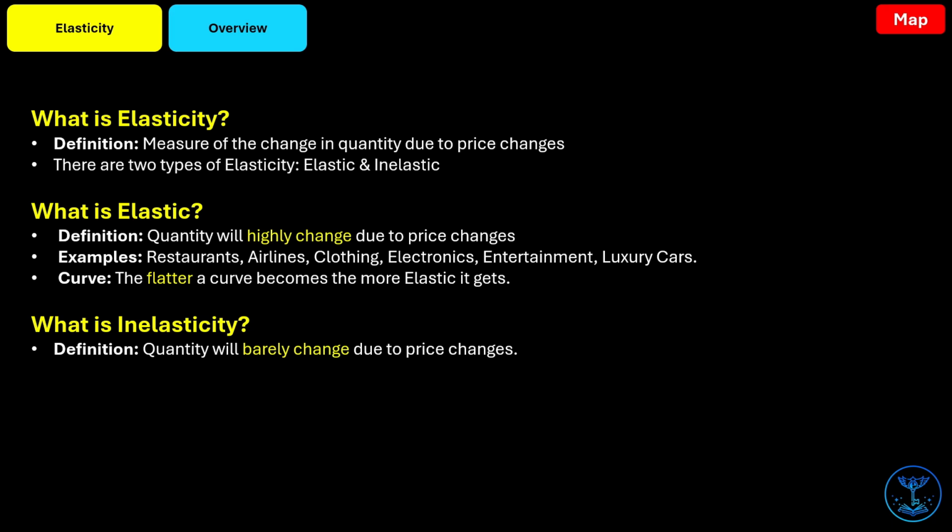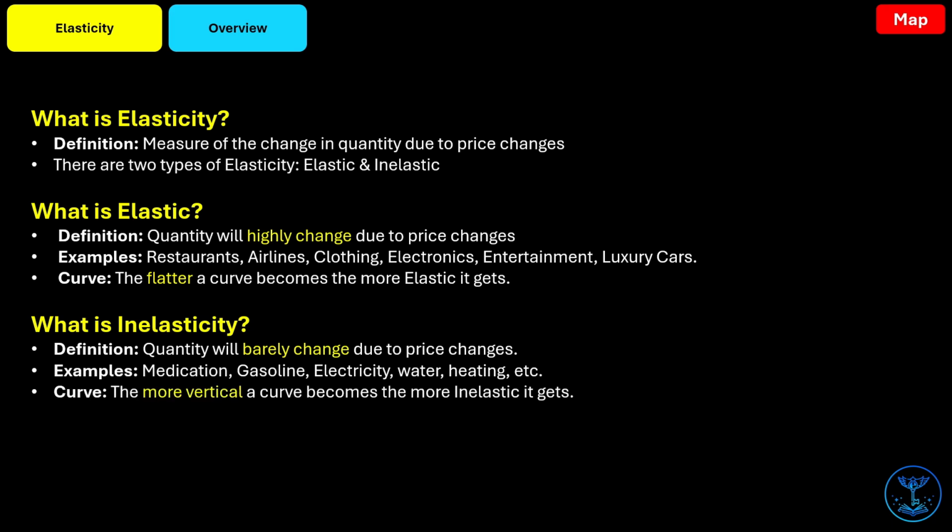So let's look at what is inelasticity. So its definition, its quantity will barely change due to price changes. It's the exact opposite of elastic. So examples of this are medication, gasoline, electricity, water, heating. These are things where if the prices increase, the quantity will pretty much stay the same. Let's say for medication, if your prices go up, you're still going to need that medication, so the quantity wouldn't change. Same as electricity, same as water and heating and gasoline. These are all essential things that we need to live. So the more vertical a curve becomes, the more inelastic it gets.